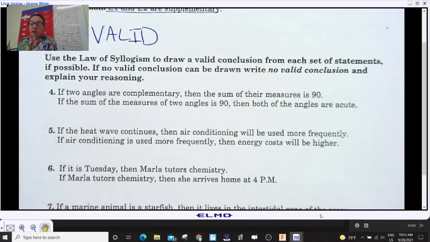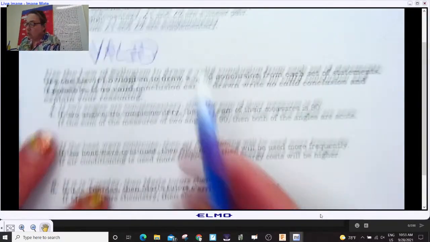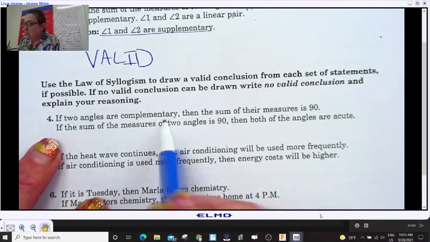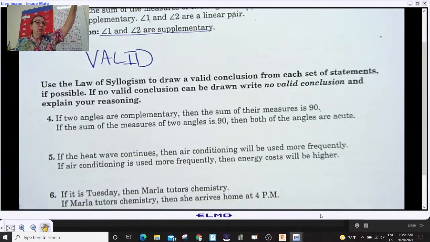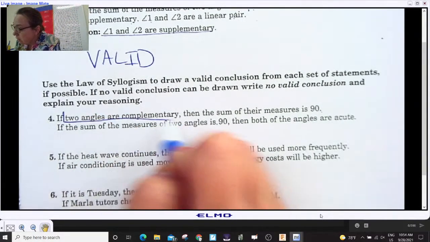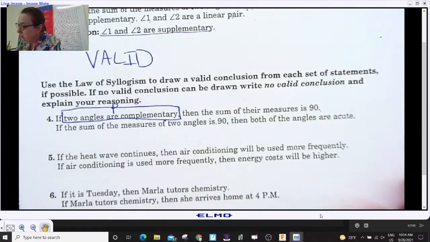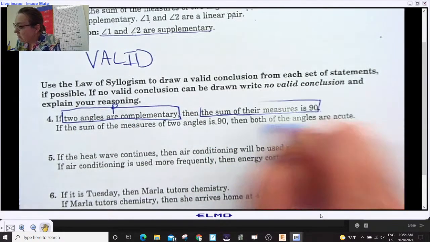So if we go back to our skills practice worksheet and we look at 4 through 7, we're trying to draw a valid conclusion based on what they gave us. So if two angles are complementary, then the sum of their measure is 90. If the sum of the measure of two angles is 90, then both of the angles are acute. So we're going to go from one statement to the other statement. If two angles are complementary, that's our P, right? The sum of their measures is 90, that's our Q.